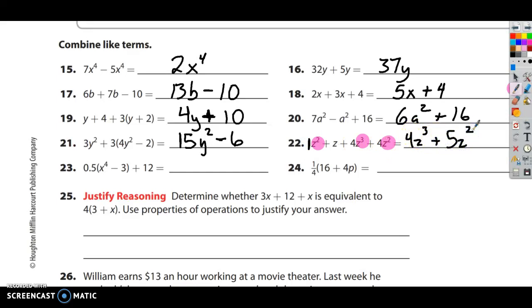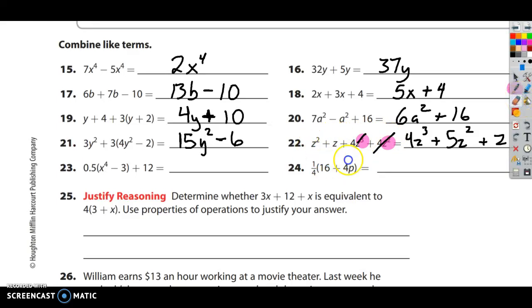Mr. Smith, how come you can't add up the 4 and the 5? Because you can't add up z to the third to the z to the second. They have to be the same variable to the same power. And then you have a z here that's not squared or to the third. And let's see if I took care of everything. I took care of that one. I combined that with that, and I used that one already, and I used that one already, so I got them all. That's the answer.